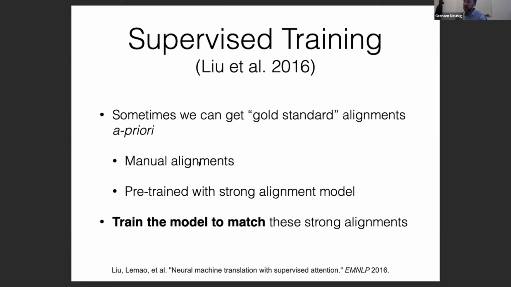So exactly how you do the supervised training, you can do a number of things, but the simplest one is you just have another loss function that you incorporate into your model, where the loss is higher if the alignments are incongruent with the annotated alignments. And so you can do things like take the L2 norm of the difference between the alignment vectors or something like that.